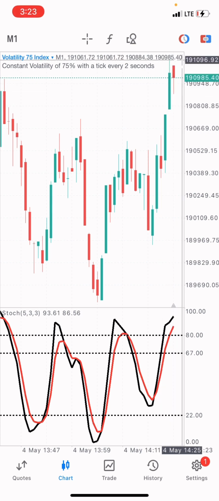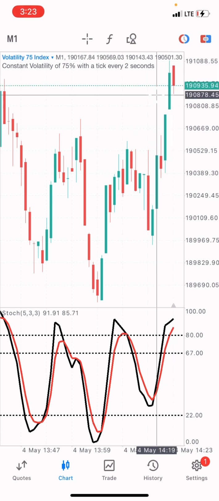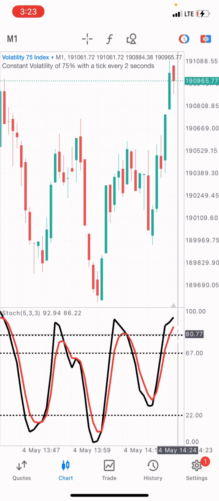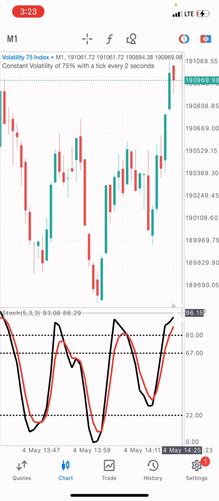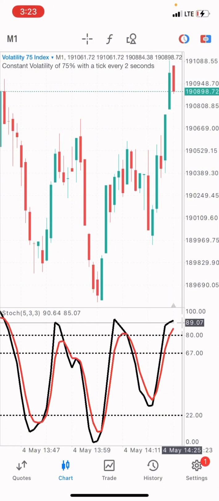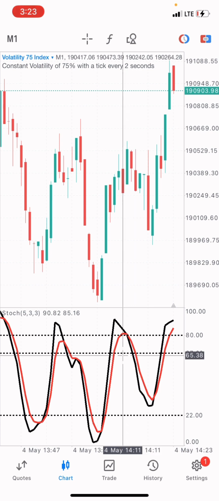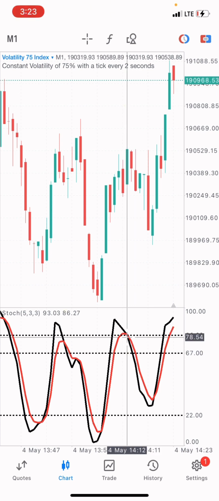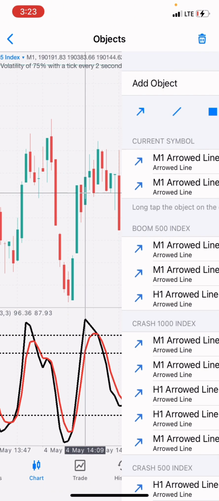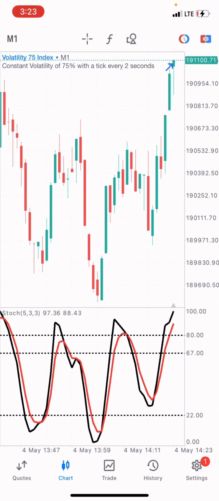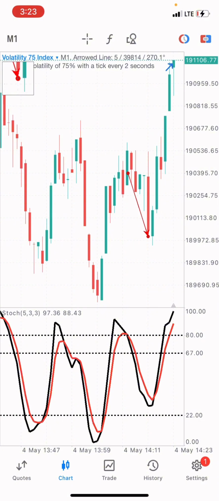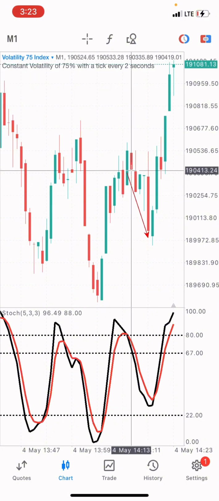This market now is selling because price is at the overbought level, and we're seeing that when the red line has gotten above the black line, we're going to place a sell. Here you see it crosses above, then you place a sell. Take a look at it. From this point right now, you can see the market sold here up to this point.